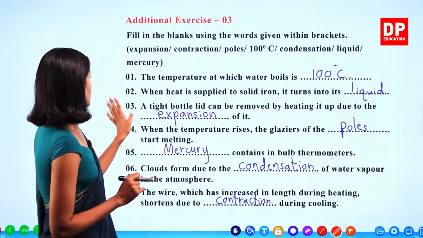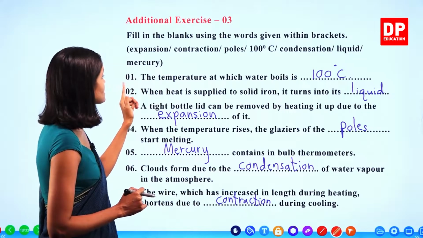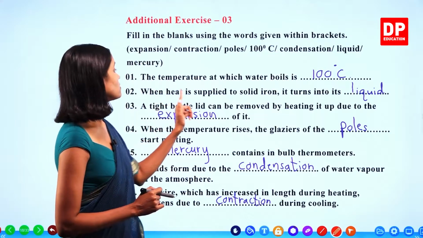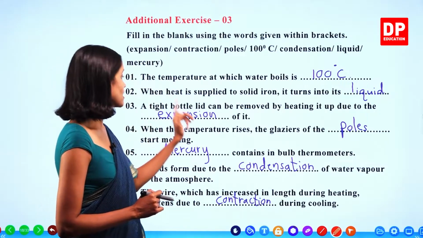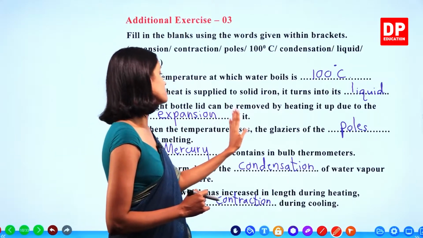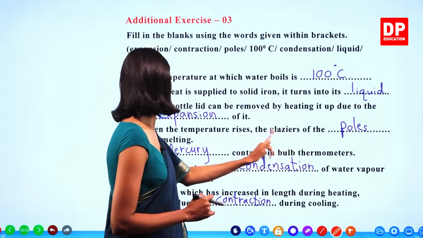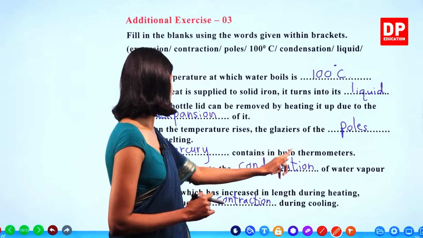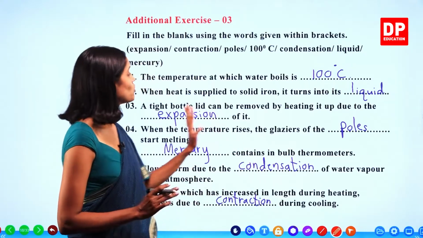Right? Okay. The temperature at which water boils is 100 degrees Celsius. When heat is applied to solid iron, it turns into its liquid. A tight bottle lid can be removed by heating it up due to the expansion of it. When the temperature rises, the glaciers of the poles start melting. Mercury contains in bulb thermometers. Clouds form due to the condensation of water vapor in the atmosphere. The wire, which has increased in length during heating, shortens due to contraction during cooling. Right? We'll move on to the next.